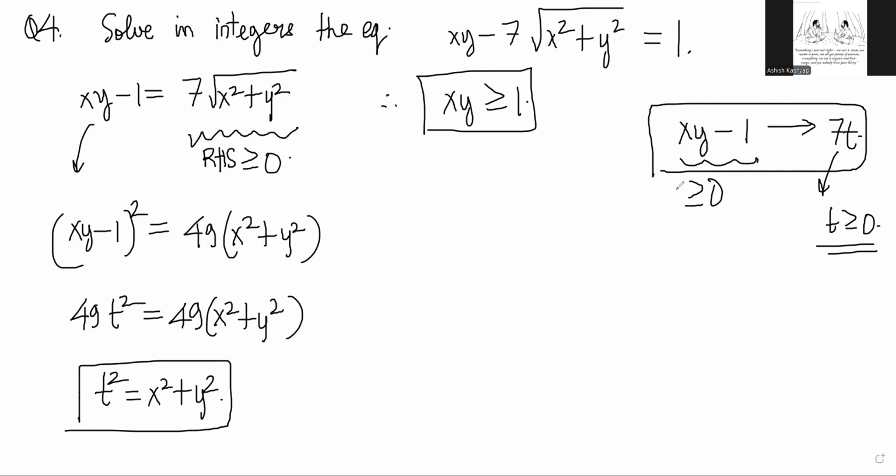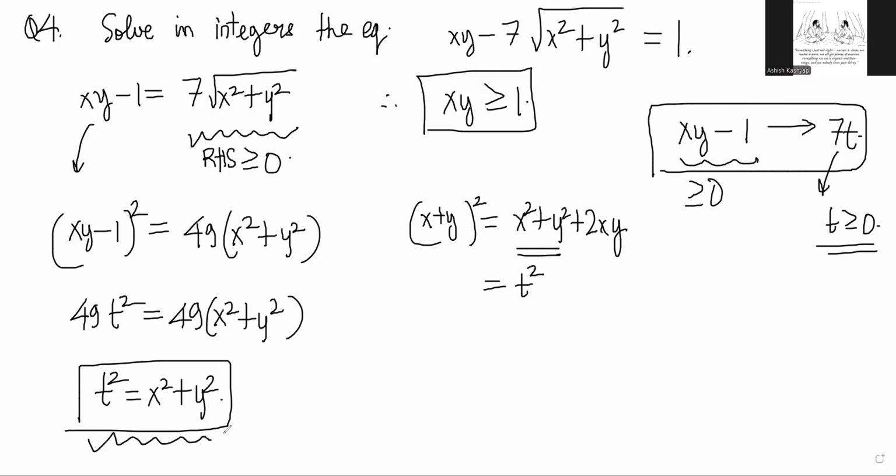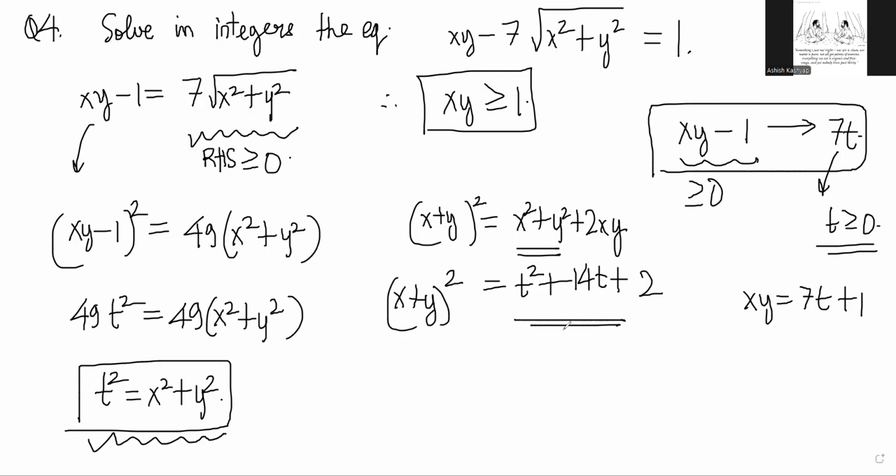Right. Now also let's think about what is x plus y whole square. X plus y whole square is equal to x square plus y square plus 2xy, and x square plus y square is t square according to my result that I got here. And xy, if you see, xy is 7t plus 1. So 2 times xy will be 14t plus 2. So I'm getting x plus y whole square is equal to this thing, which is basically t plus 7 whole square minus 47.